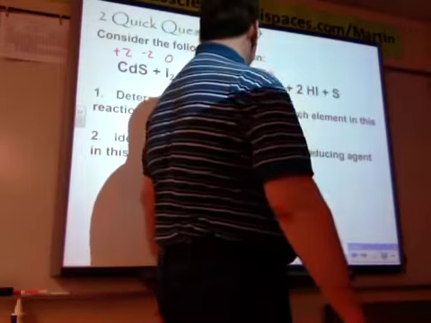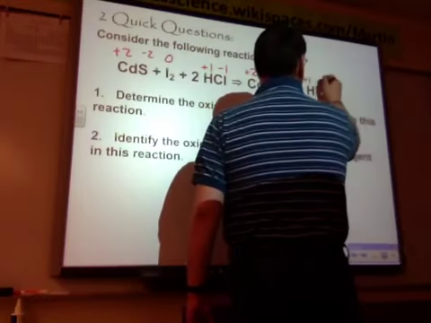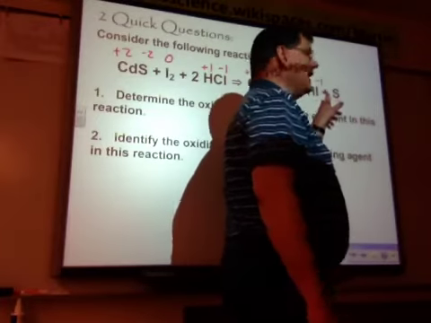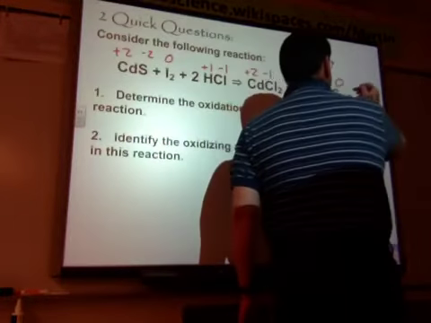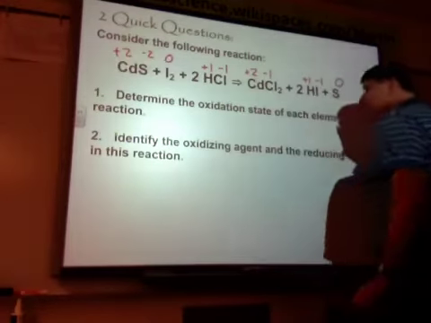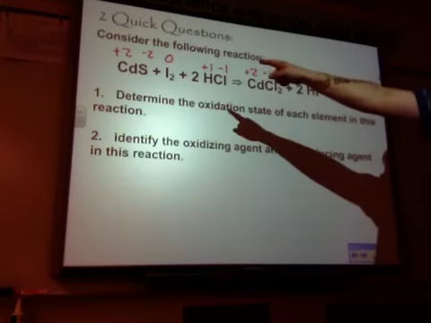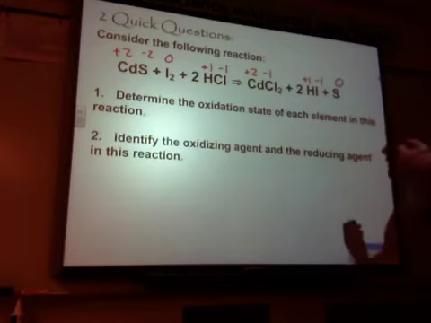Hydrogen, +1. Iodine, -1, because this is iodide, not iodine. And sulfur, 0 because it's a pure element. Okay. So, those are the oxidation states. +2 for cadmium, -2 for sulfur there, iodine, and so on.